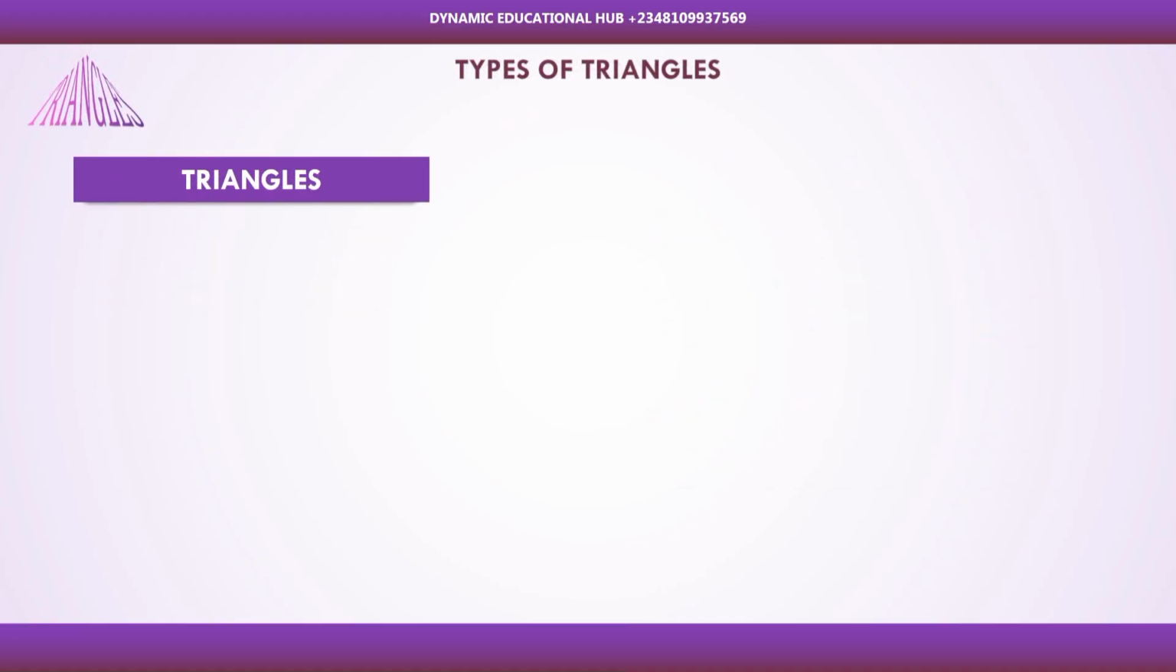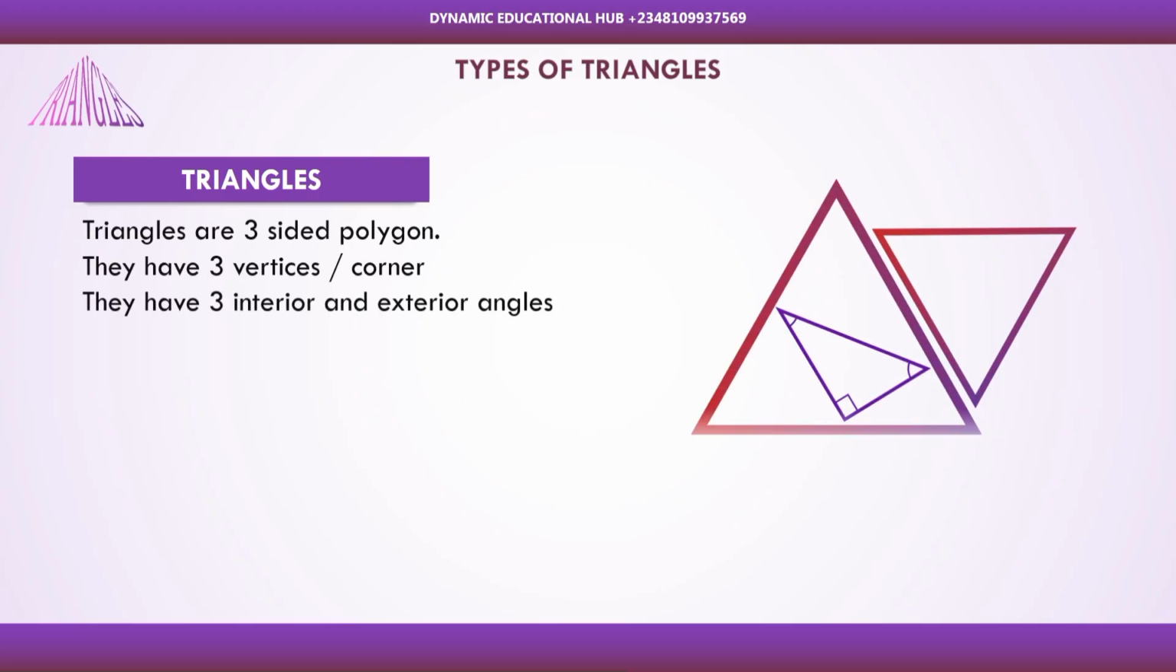The next polygon which we are going to talk about is the triangle. And what is a triangle? A three-sided polygon is called a triangle. So a triangle is going to have three corners, which are vertices, and it is going to have three interior angles and exterior angles. Don't forget, interior angles are the angles inside, exterior angles are the outside angles. We are going to look at the meaning of interior and exterior. These are examples of triangles that we have here. So when we have a polygon with three sides, it is known as a triangle.